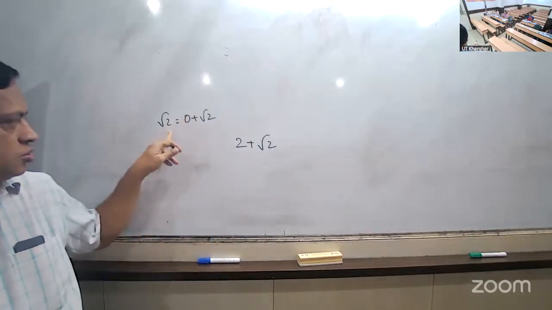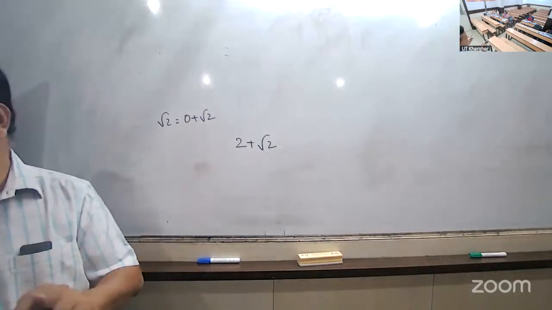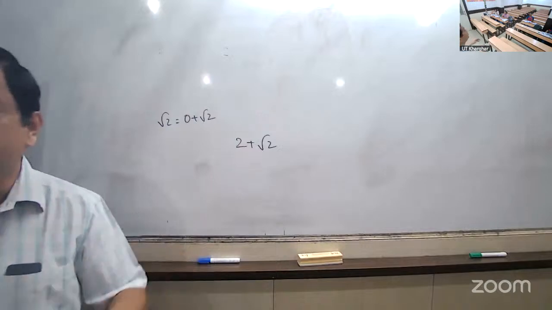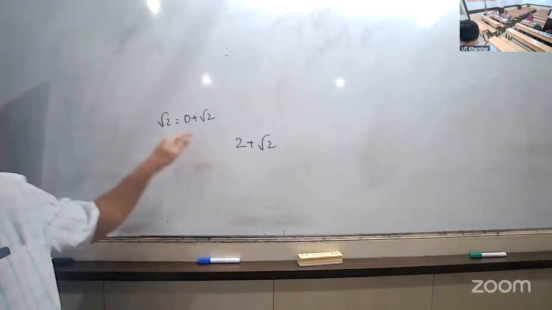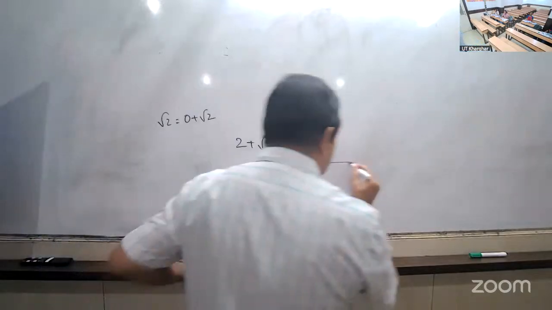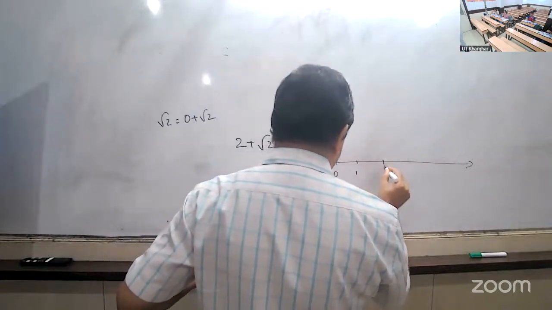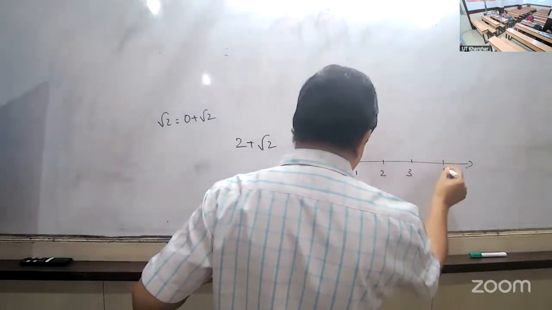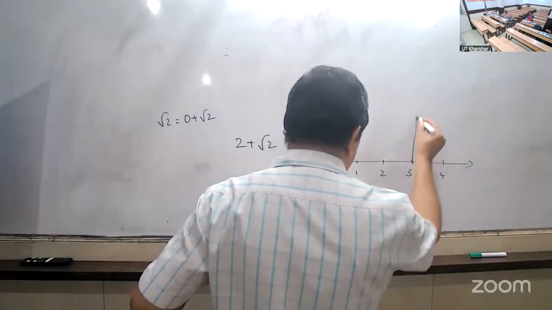So, for root 2, we draw the perpendicular at where? At 1. So, for 2 plus root 2, we will draw the perpendicular at 3. Instead of 0, it is 2. Think at 2, all the process will be the same way. This is 0. This is 1. This is 2. This is 3. This is 4. We will draw the perpendicular over here.